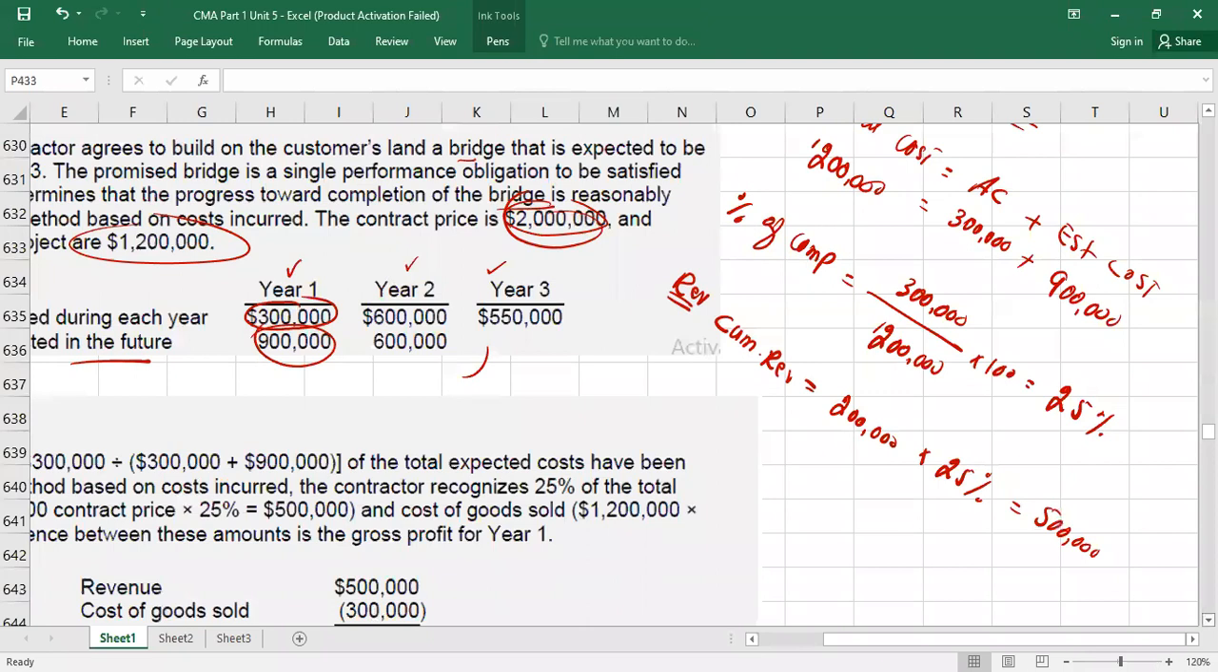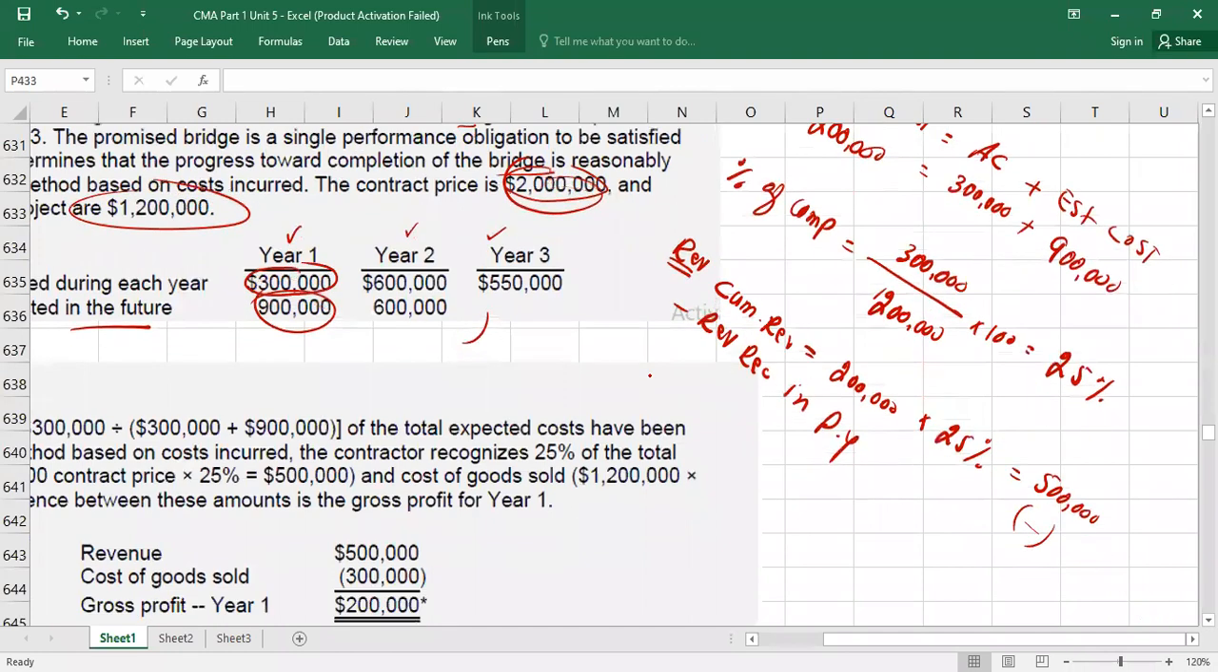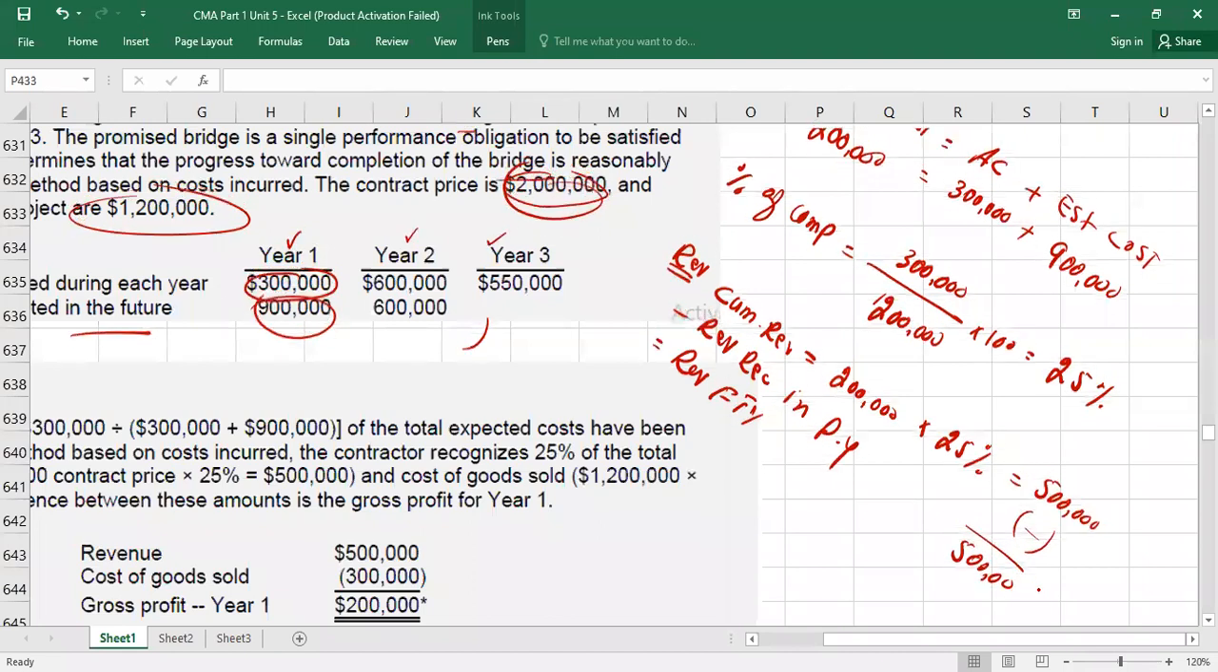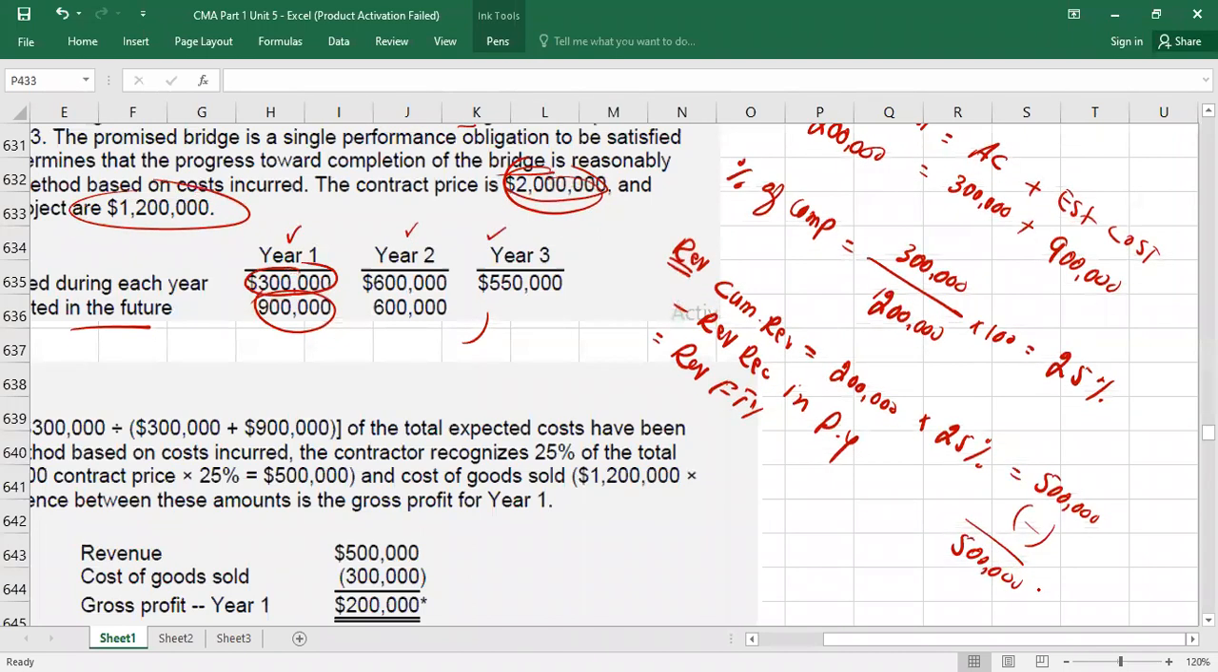So this will give you $500,000, right? Now you will deduct revenue recognized in which year? In the previous year, 0, because we are doing the calculation for year 1. So the revenue for the period, I'm writing a shortcut, the revenue for the year will be how much? $500,000. Right? Now you can calculate what? Cost of goods sold also.